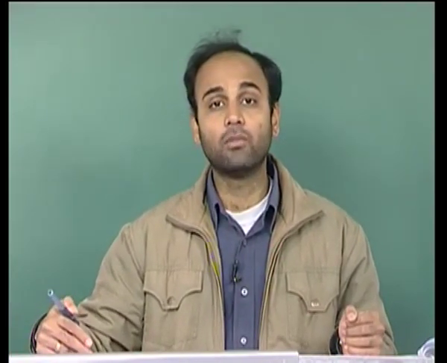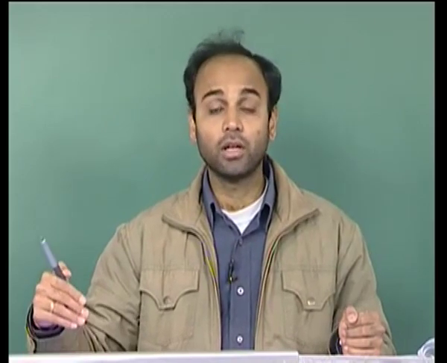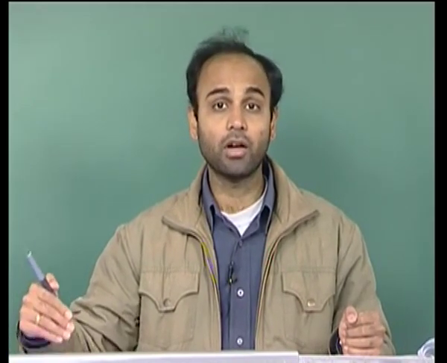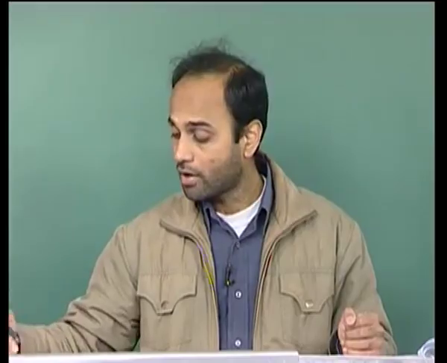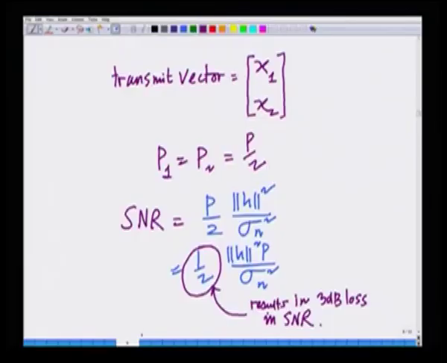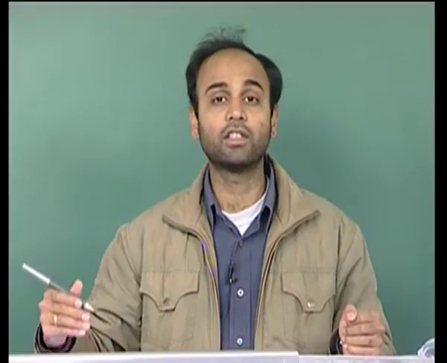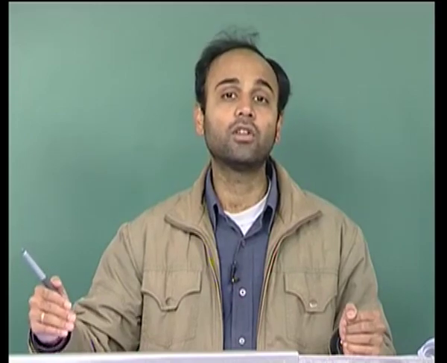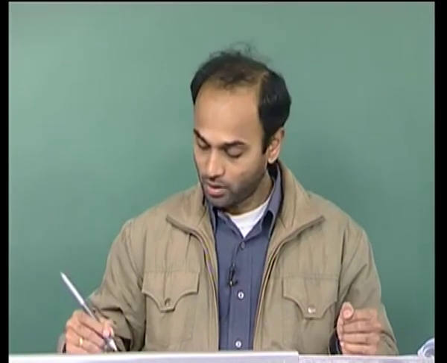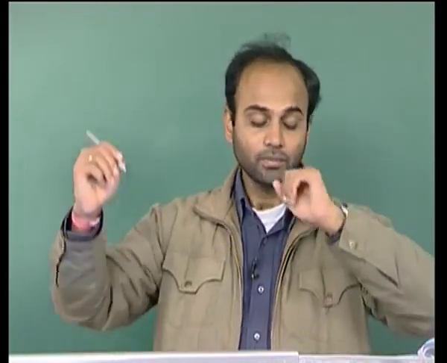However, this Alamouti code gives you the diversity order, which is more important in a wireless communication system, however it results in a 3 dB loss in SNR. So, this 3 dB loss in SNR is the price that has to be paid to gain diversity without knowledge of the channel at the transmitter.